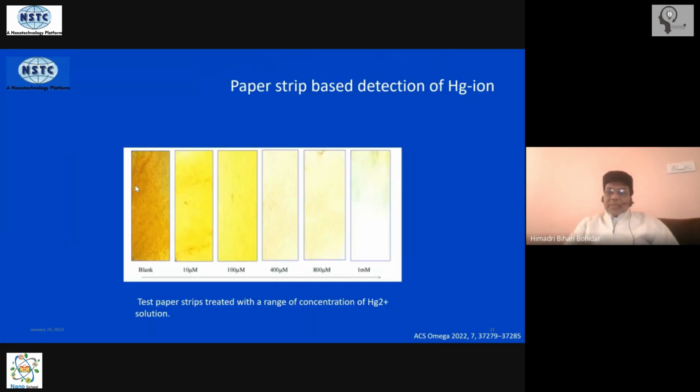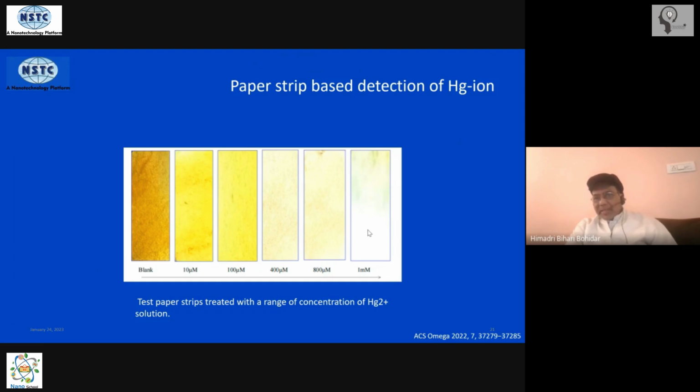Now, that copper nanoparticle dispersion is put on the paper film. This is the black paper film. It gives this color. And we make a paper strip out of it. Now we dip it in different concentrations of Hg solution, from 10 micromolar going to 1 millimolar. And you see the color change. So this is a clear case of colorimetric detection of mercury ion.